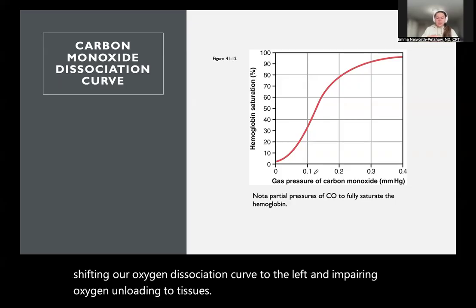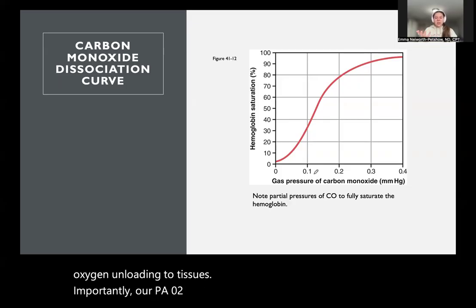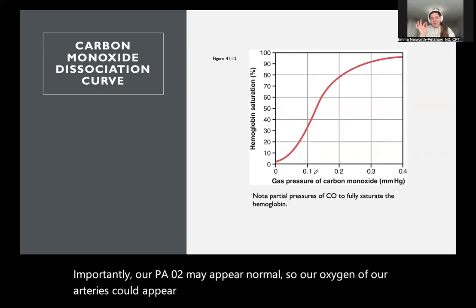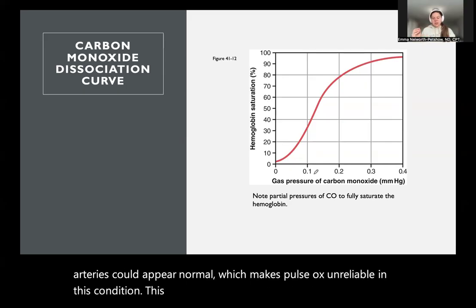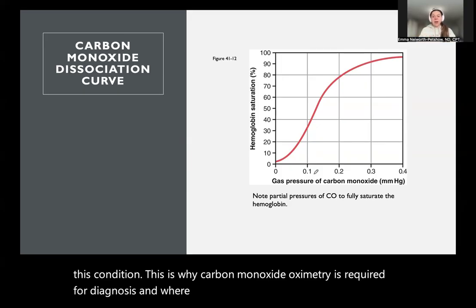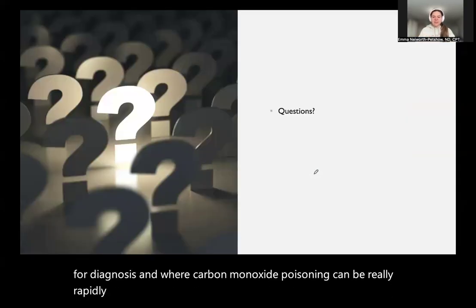Importantly, our PaO2 may appear normal, so the oxygen in our arteries could appear normal, which makes pulse ox unreliable in this condition. This is why carbon monoxide oximetry is required for diagnosis, and why carbon monoxide poisoning can be really rapidly fatal if unrecognized.